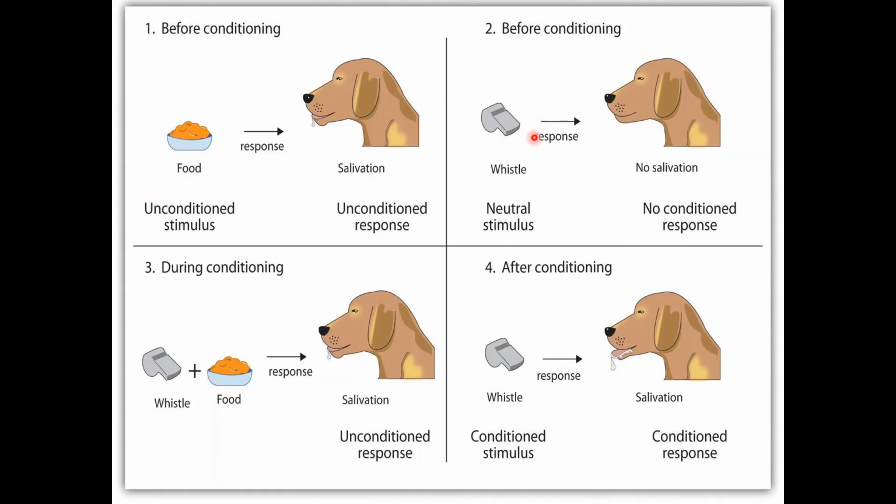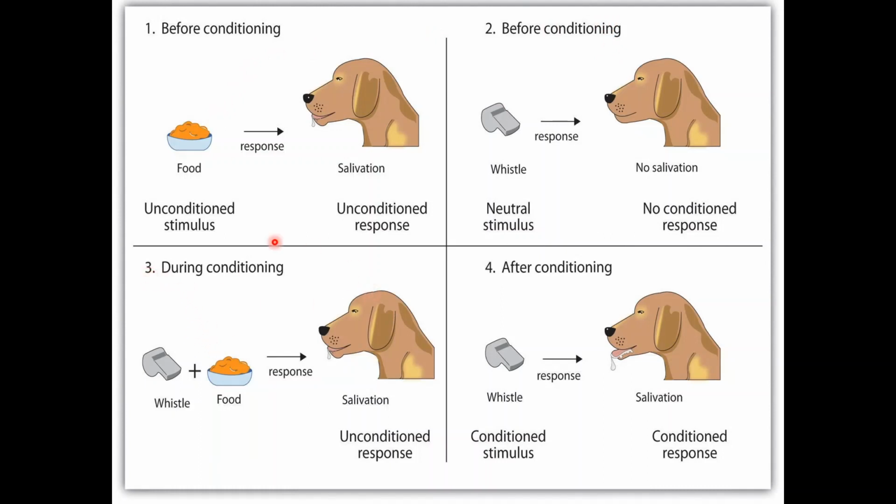Also, before any learning occurred, the sound of a whistle, or in the real case of Pavlov's dog, it was a metronome. I just really like this diagram, so we're going to call it a whistle for a second. The sound of a whistle doesn't cause a response. We don't really have a reflective response to hearing a whistle. So the whistle is called the neutral stimulus. It's neutral. It means nothing before conditioning or learning has occurred.